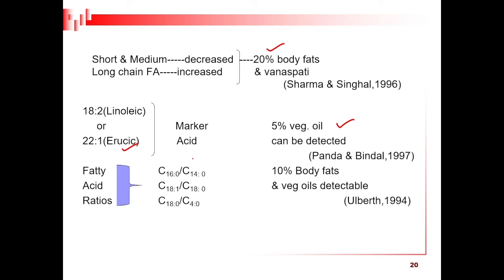Some researchers have also used these ratios: C16 to C14, C18:1 to C14, and C18 to C14, by arriving at these ratios. And if we find that the ratio is not in the range expected for milk fat, then we will say that body fats, that is 10% body fats and vegetable oils, are detectable by this method. So if a higher percentage of them are there, that was not detectable.